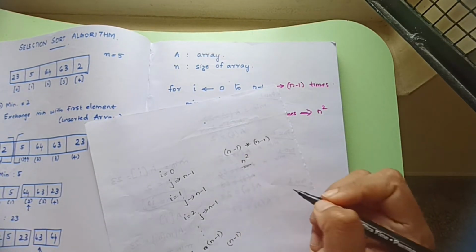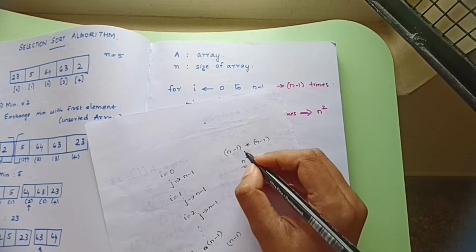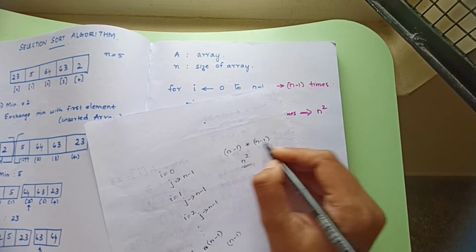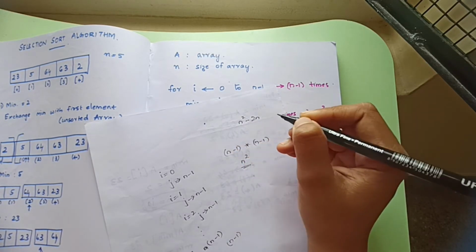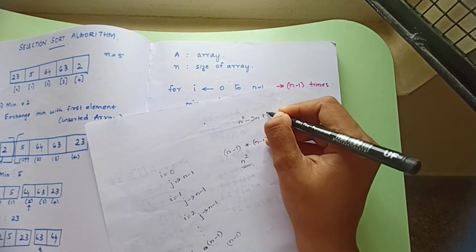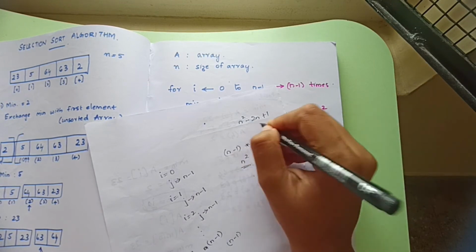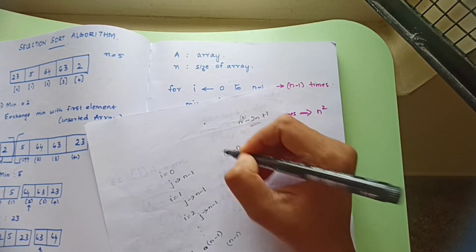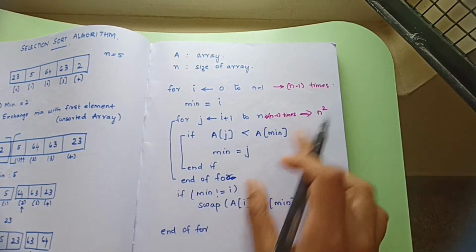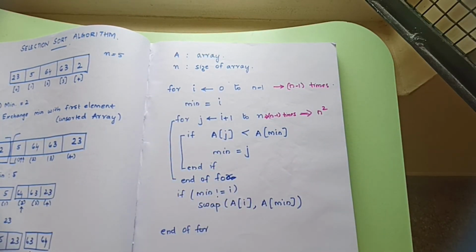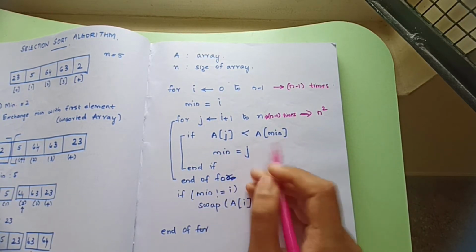So order is n square. We have to consider only the highest order. So the equation will turn out to be something like n square minus 2n plus 1. We have to consider only the higher order, that is n square. So this j loop executes n square times, and all these others are constants.